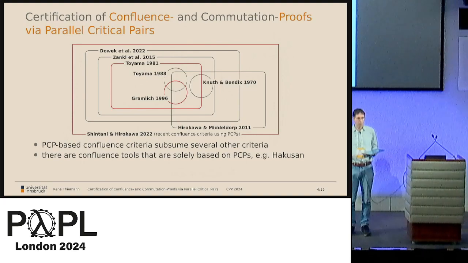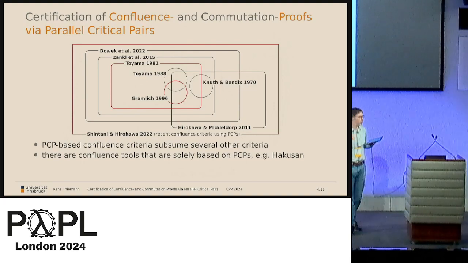Moreover, for the competition, where we want to try to support validating as many proofs as possible, there are certain tools which know that parallel critical pairs are among the most powerful tools. They only produce proofs that use these PCP-based techniques. So for instance, Hakusan is a tool where all proofs use PCPs, and we could not validate a single proof of Hakusan prior to this work. Okay, so this is the situation.